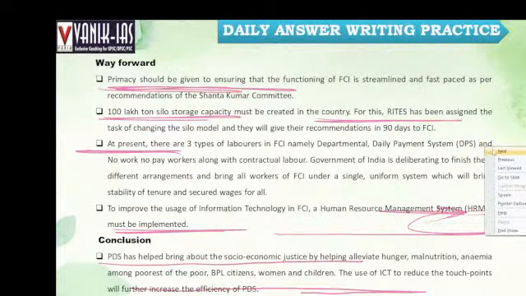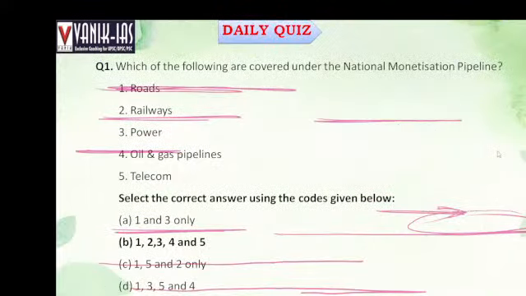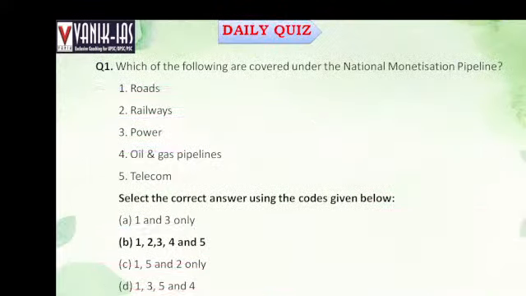So what needs to be done? The priority should be ensuring the functioning of FCI, and there should be reforms in the functioning of FCI. Storage capacity must be increased, and proper monitoring should be done by utilization of information technology, right? That way socio-economic justice will be ensured, and the poor section of society will be provided with food.